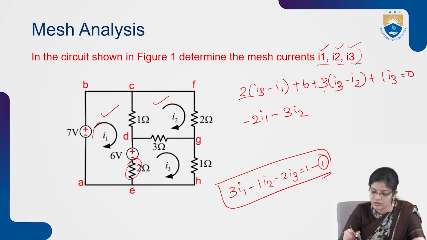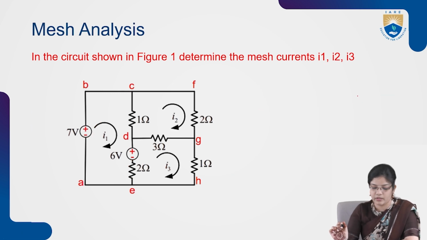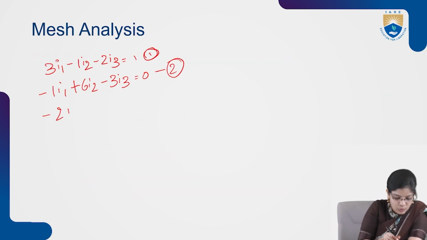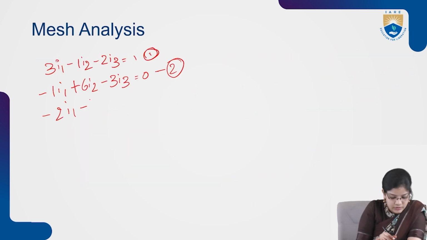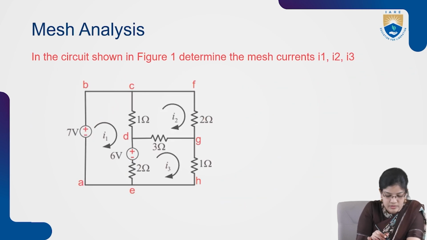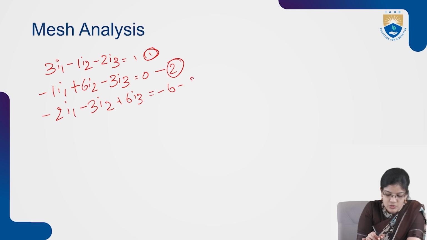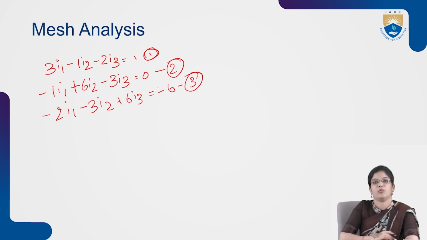2 plus 3, 5, 6. So plus 6 I3 minus 6. So this will be equation 3. So now I am writing equation 3 here: 2 I1 minus 3 I2 plus 6 I3 will be equal to minus 6. So this will be considered under equation 3.